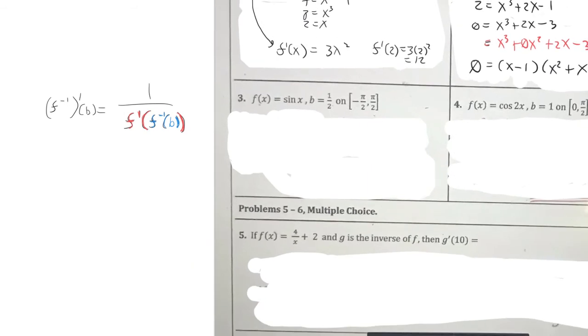So now we have f of x equals the sine of x, and b is equal to 1/2. Now, I think my student is probably getting the hang of the process. For those of you watching, you're probably getting the hang of the process.